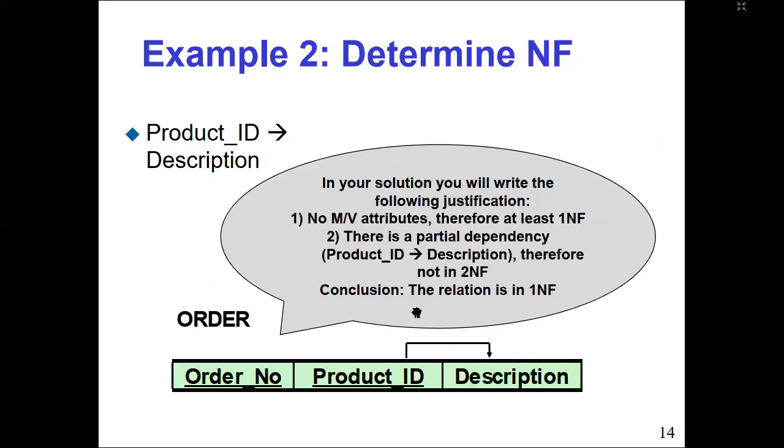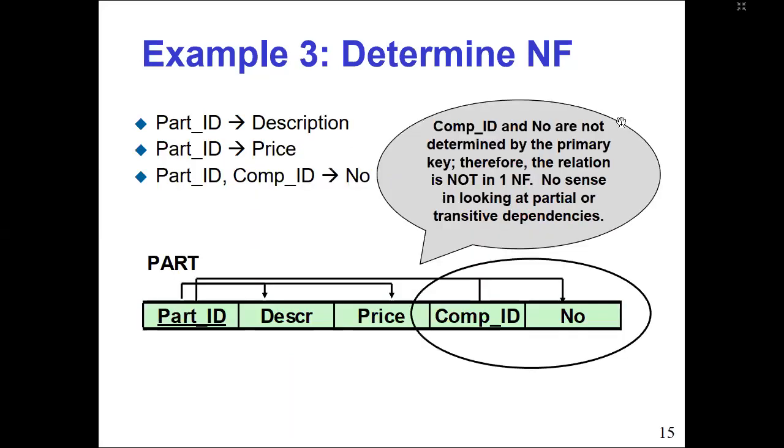In your solutions, you write like this: no multi-value attributes, therefore it is 1NF. There is a partial dependency. Product ID determines the description here, therefore it is not in second normal form. Conclusion, the relation is 1NF. I'll be updating the slide, then you can go through this. It is pretty easy, right? We will go to the next example.